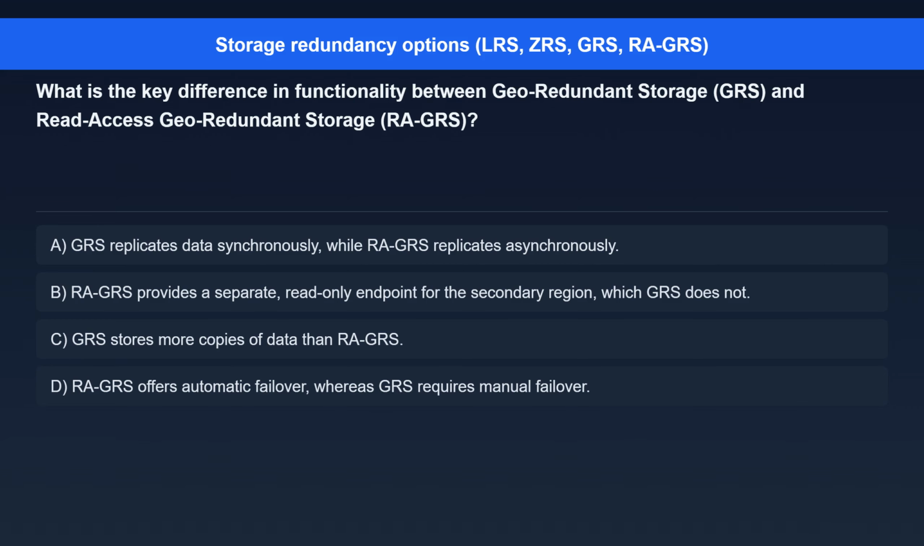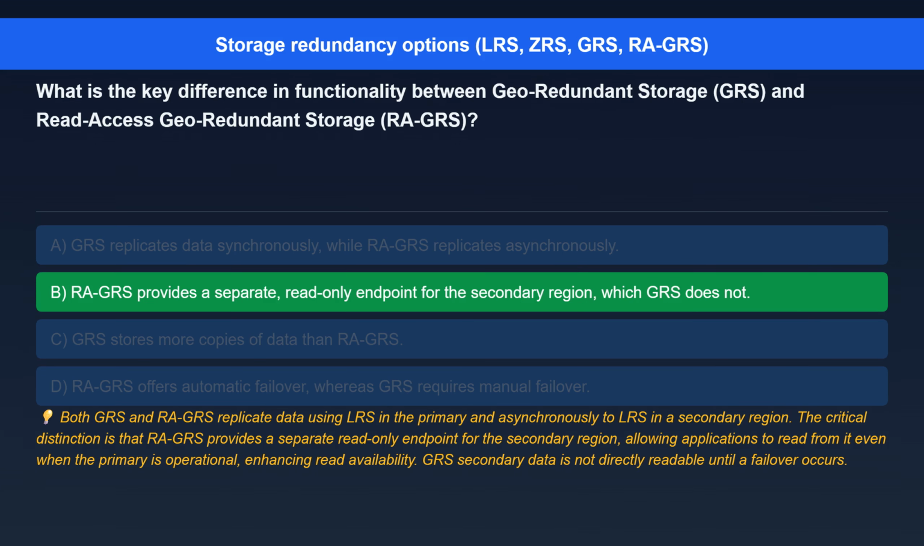Question 7. What is the key difference in functionality between geo-redundant storage, GRS, and read-access geo-redundant storage, RA-GRS? Option A. GRS replicates data synchronously, while RA-GRS replicates asynchronously. Option B. RA-GRS provides a separate read-only endpoint for the secondary region, which GRS does not. Option C. GRS stores more copies of data than RA-GRS. Option D. RA-GRS offers automatic failover, whereas GRS requires manual failover.